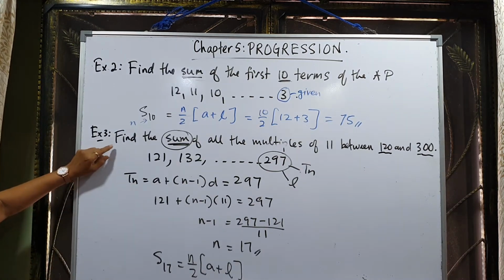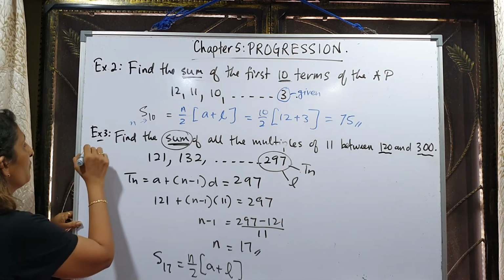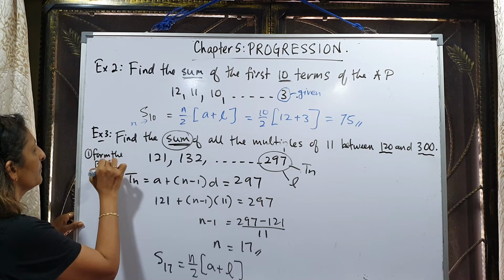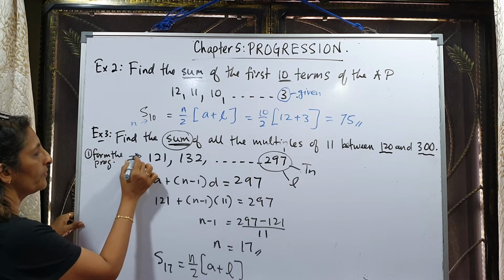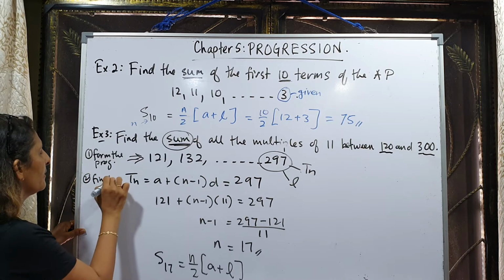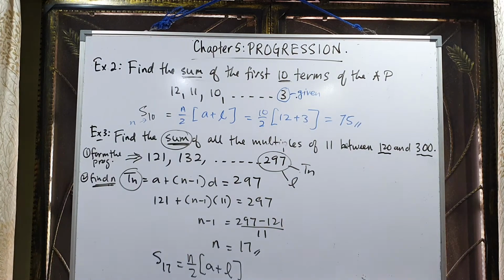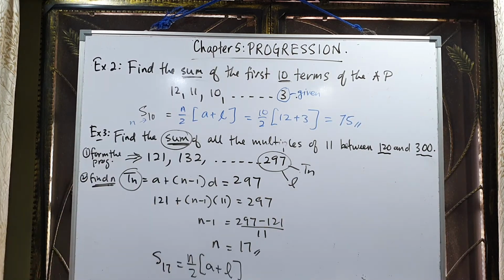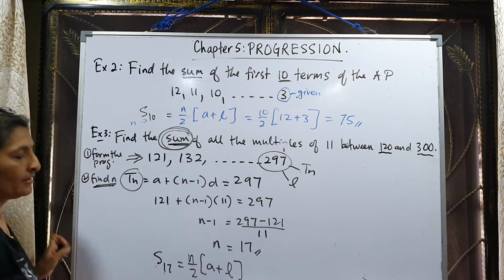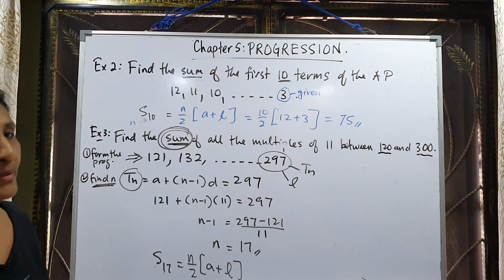So the question is very short, but you have to do it step by step. Step 1 is form the progression. Form the progression yourself because it's not given. Step 2 is find n. To find n, you always use the Tn formula. Okay, you will get n. Once you got n, then only can you find the sum, S17. And you got your final answer. Alright, so let's look at more examples.